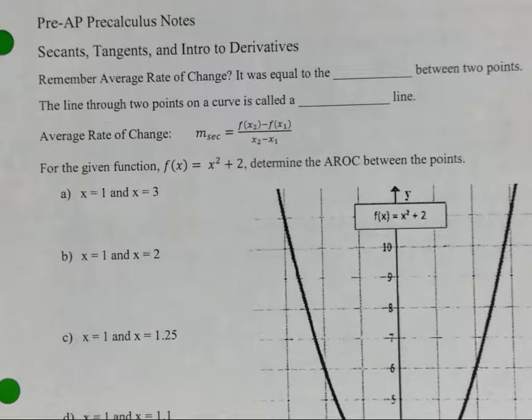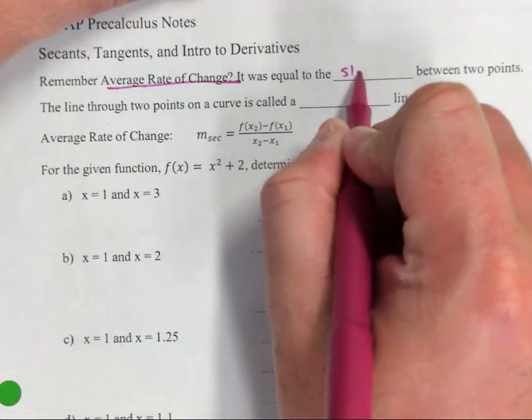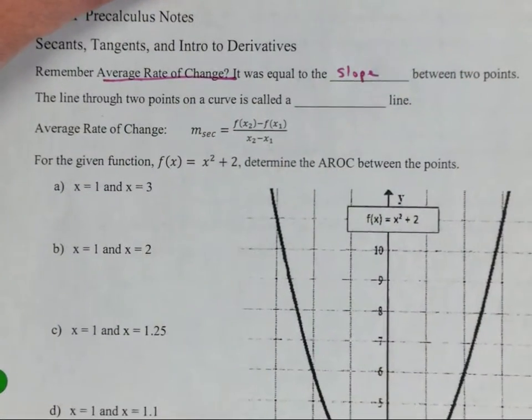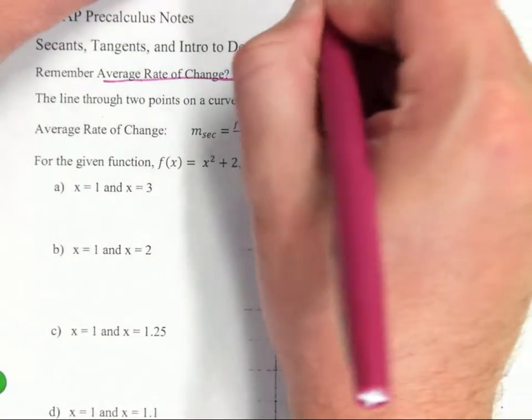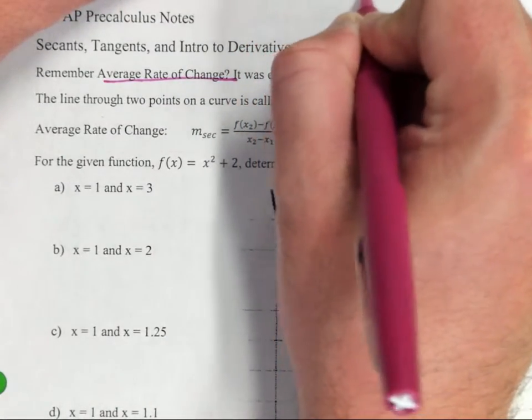So the first blank is slope. Average rate of change is the slope between 2 points. And remember that slope is y sub 2 minus y sub 1 over x sub 2 minus x sub 1.